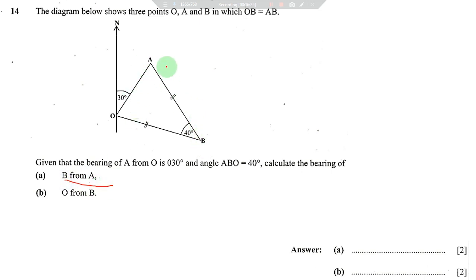B from A. First of all, let us draw the north lines on all the points. Next is to look at the property of the shape that has been given. In this case, this triangle is an isosceles triangle because it has two sides that are equal. Meaning these two angles down here are going to be equal. That is the property of an isosceles triangle. So now finding these two angles is not a difficult thing.